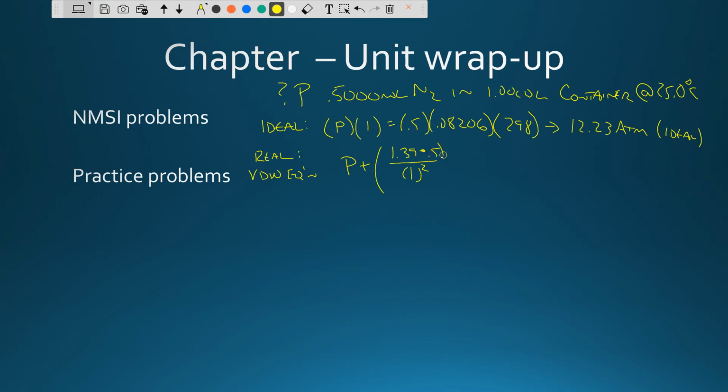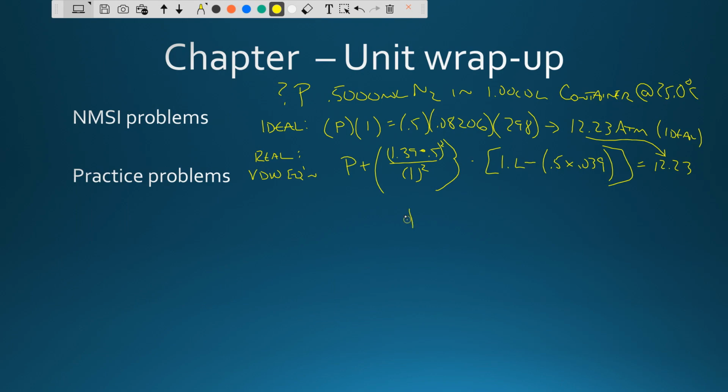And this is also squared. Now I'm going to take that times the size of my container, which is 1 liter, minus the 0.5 times 0.039. This 0.039 would be given to me. And this will equal my 12.23. That's where this comes in.